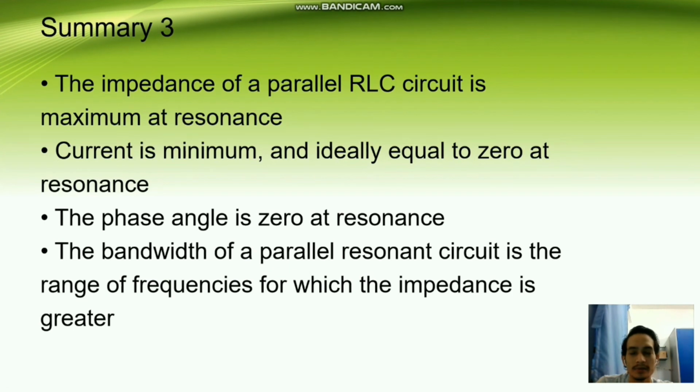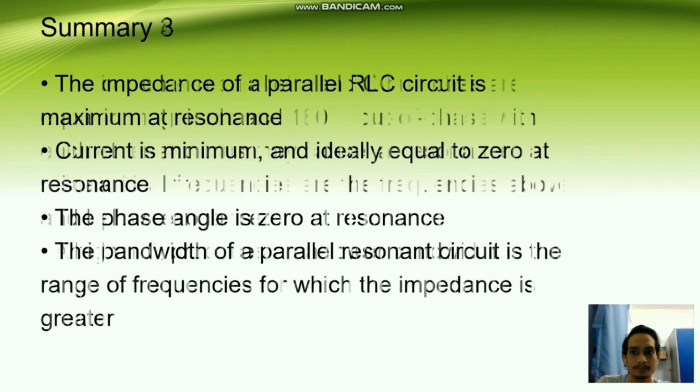Summary number 3. The impedance of a parallel RLC circuit is maximum at resonance. Current is minimum and ideally equal to 0 at resonance. The phase angle is 0 at resonance. The bandwidth of a parallel resonance circuit is the range of frequencies for which the impedance is greater.